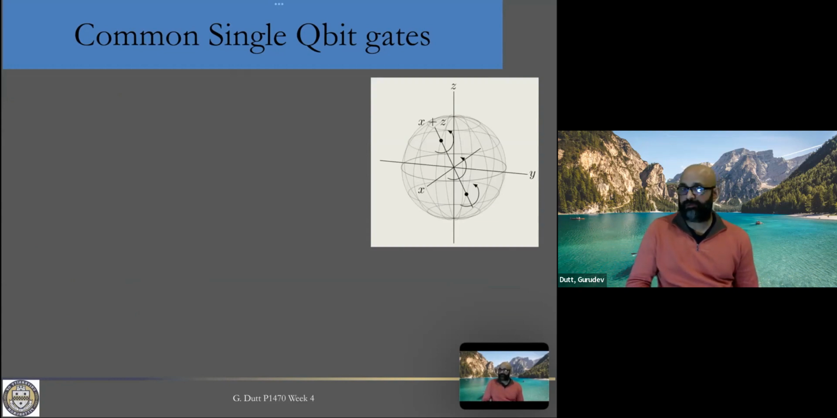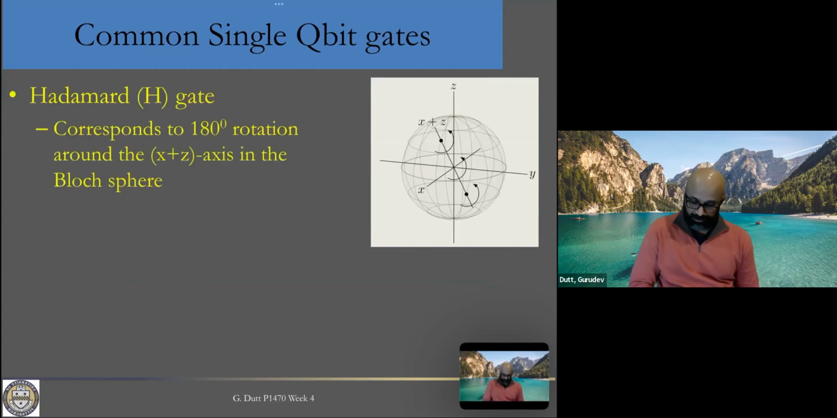Finally, I want to introduce what is probably the most useful and important gate that we will be using again and again in quantum circuits. So please, make sure you understand this one. This is called the Hadamard gate, usually denoted by H. It corresponds to a 180 degree rotation, but not around the X, Y or Z axes, which are the normal axes that we always consider. It's around an axis that is 45 degrees rotated from the Z axis and 45 degrees rotated from the X axis, exactly halfway in between the Z and the X axis.